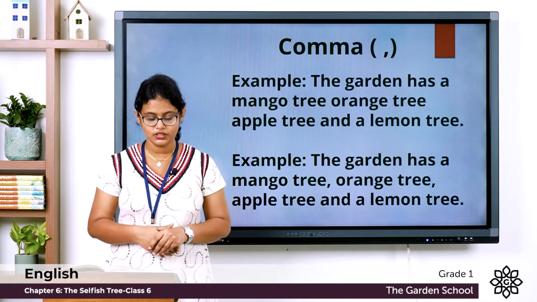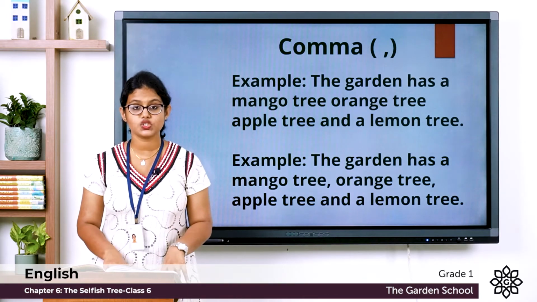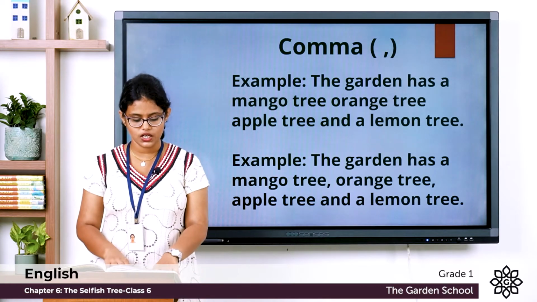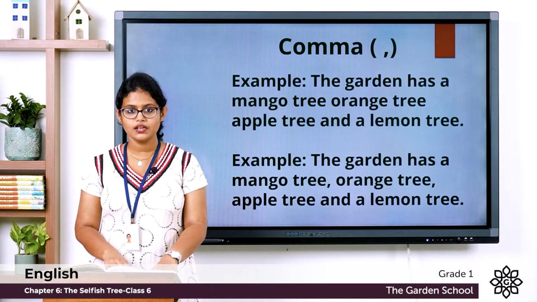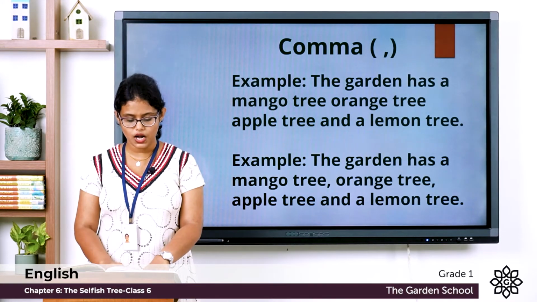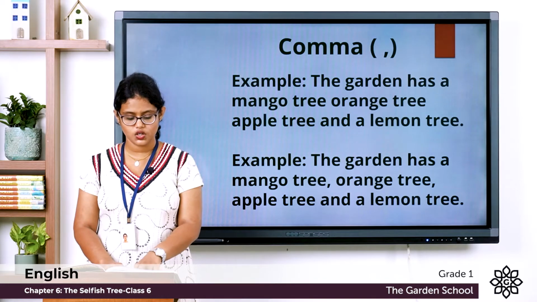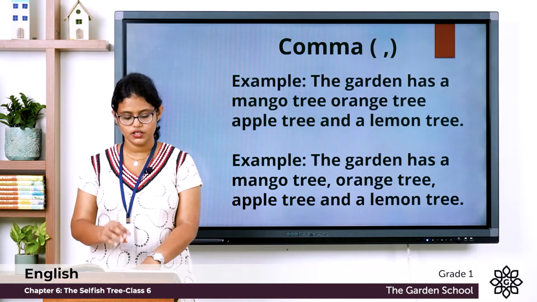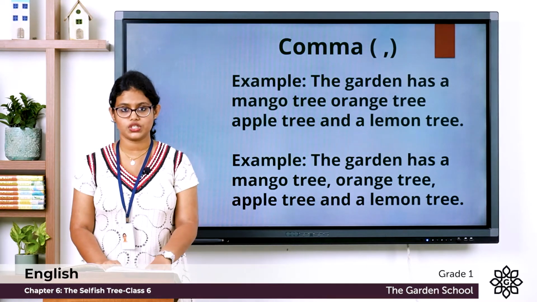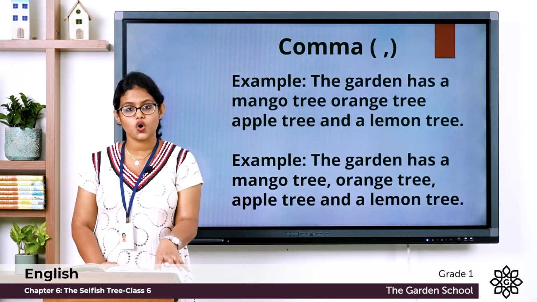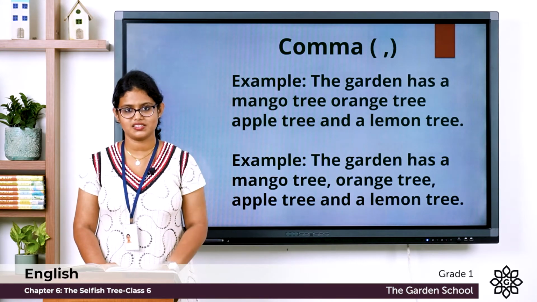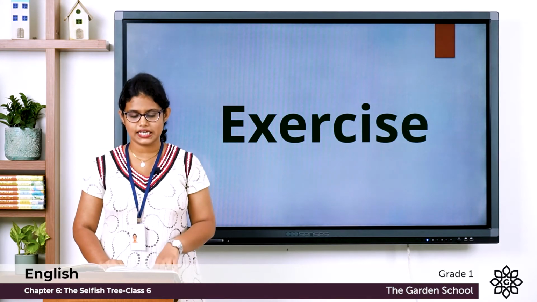One more example in your textbook, page number 88. A bird, you can see a comma. A baby bear, you can see there a comma. A katydid, a comma. A tree frog, comma. A porcupine, you can see. And a squirrel lived on the tree. So, here we used comma to separate more than two things. So, based on this we have an exercise.